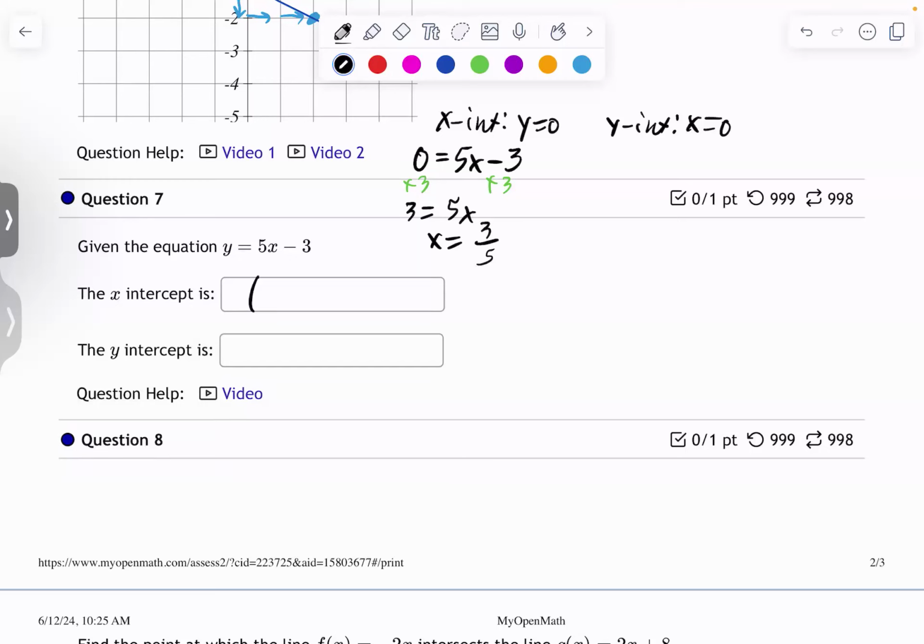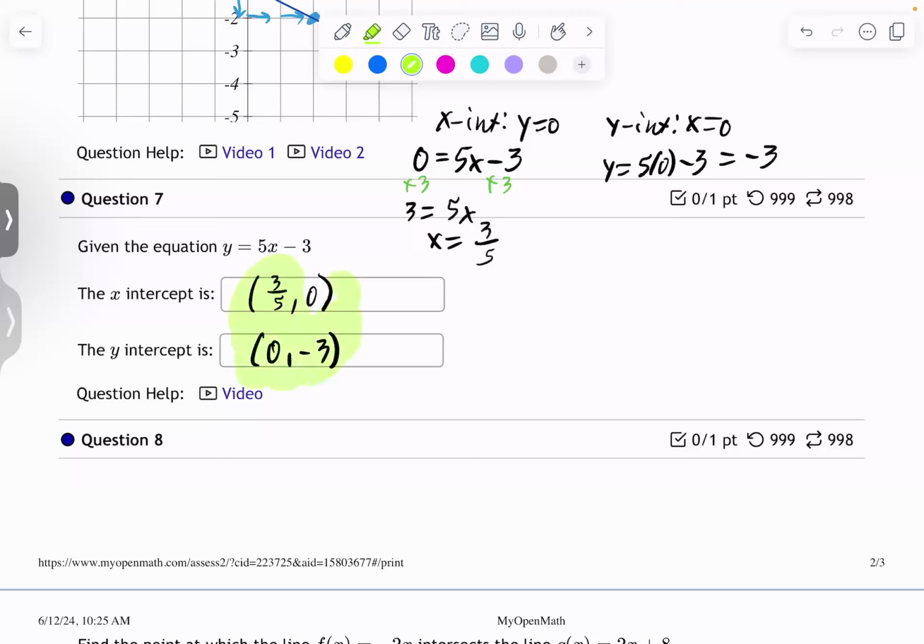So the point (3/5, 0) is the x-intercept. Now the y-intercept is when x equals 0, so y equals 5 times 0 minus 3. So we end up with the point (0, -3). So here are the x and y intercepts of this.